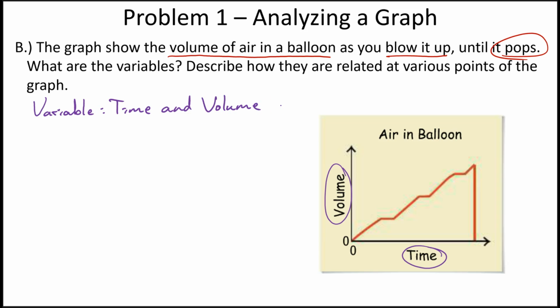And so we want to know what's going on. We have a couple different aspects of the graph. We have these places where we're going up, and it looks like it's going up steadily, about the same rate of change every time. We have some places where we have flat parts again. And then we have this part where it just shoots straight down.